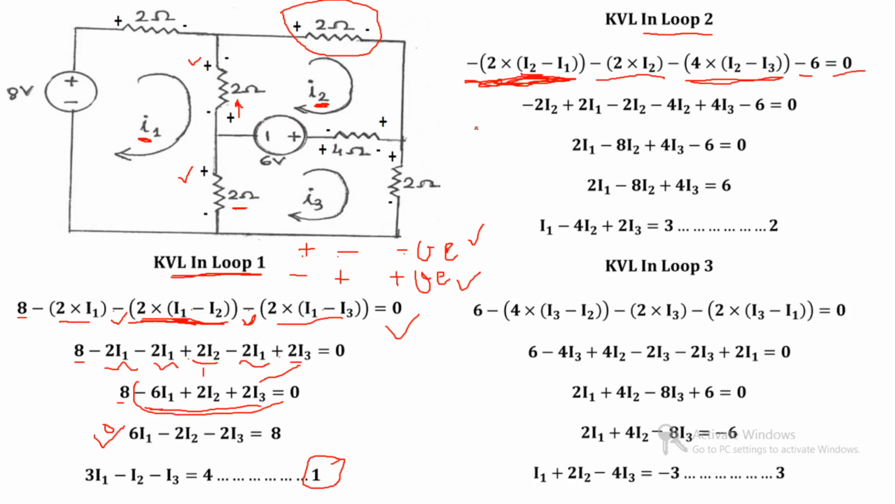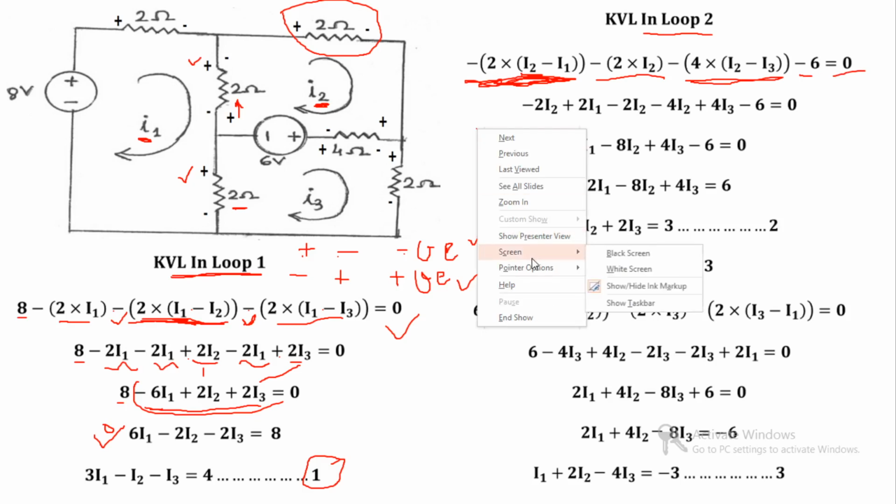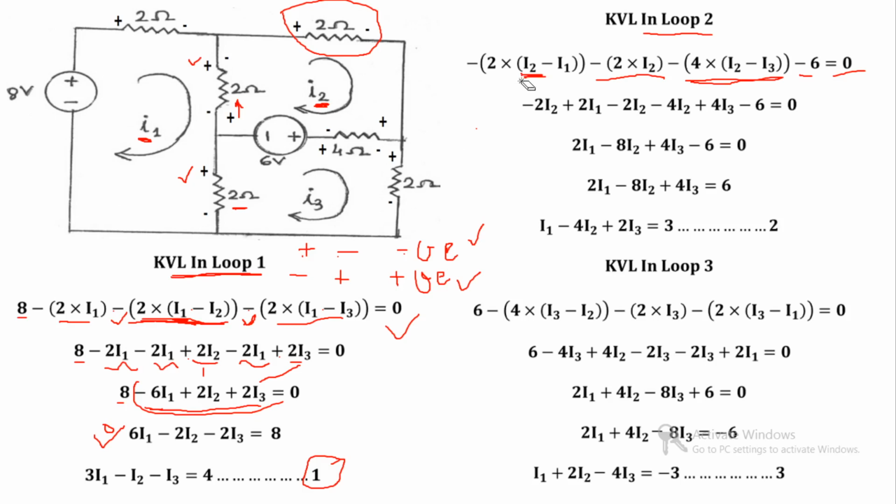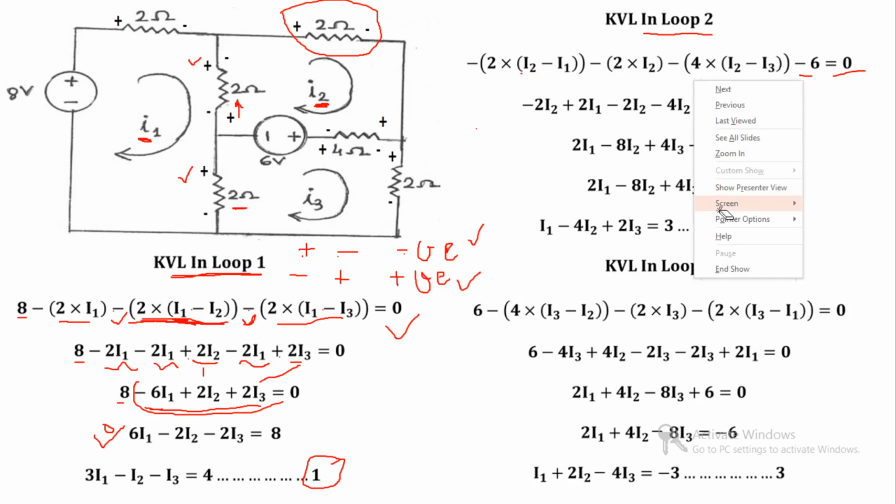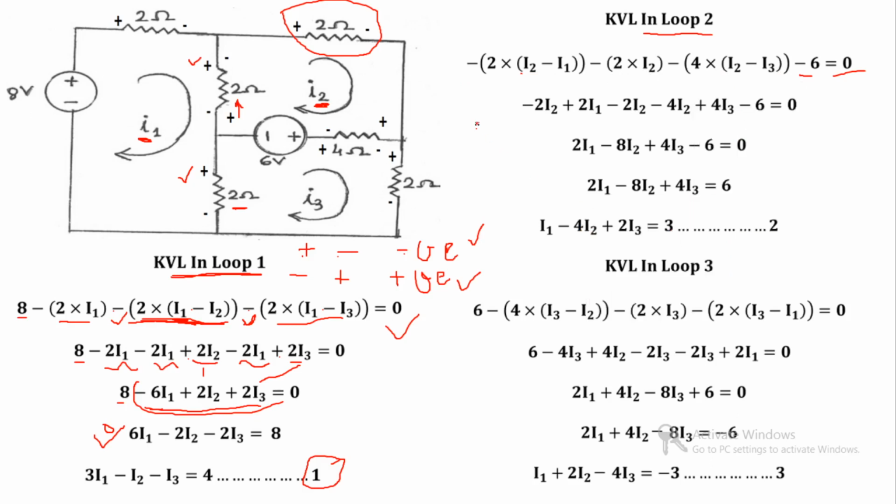Now we will open the bracket. So that will be equal to minus 2 I2 and minus plus 2 I1. Again this is minus 2 I2. Again this is minus 4 I2 and this minus minus plus 4 I3 and minus 6 as it is equal to 0.